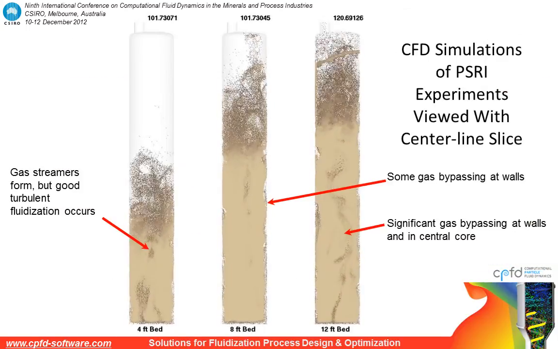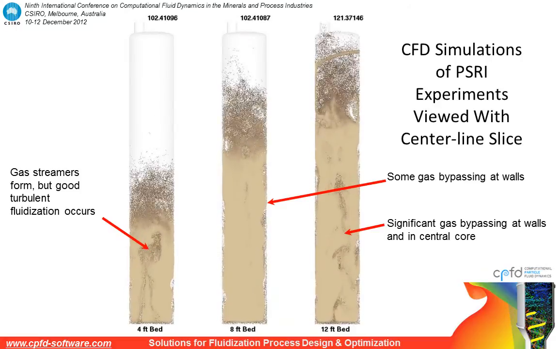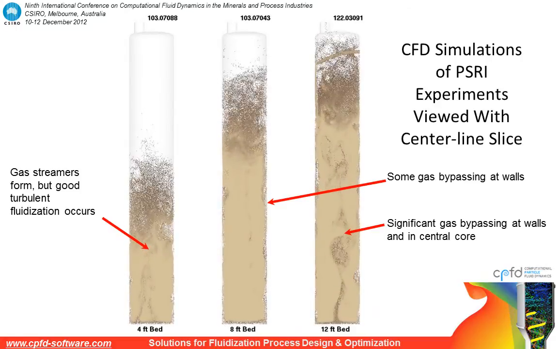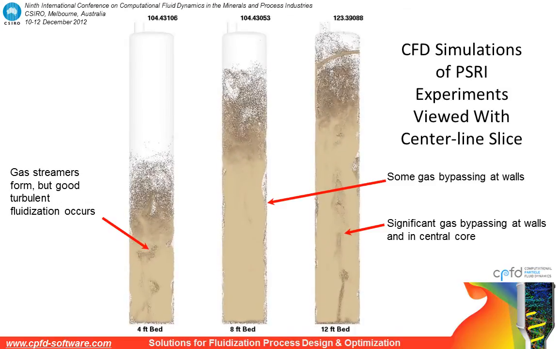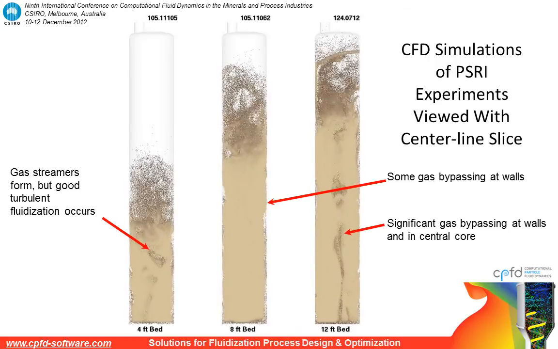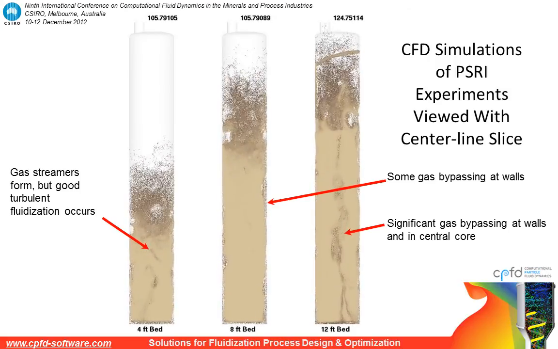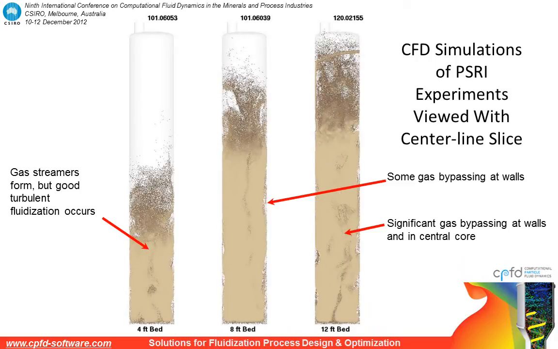Here we're looking at centerline slices, which make this behavior even more evident. You can see on the far left that gas streamers do form. And again, this is part of our premise, that this gas bypassing behavior is occurring in all deep beds. So you're seeing the gas streamers form, but in many cases they're collapsing before they reach the top of the bed height. In the center, you can see the bubbles or gas streamers climbing the walls. And in the far right, you can see that the gas streamers are forming even in the middle of the bed and away from the walls in the 12-foot bed height.